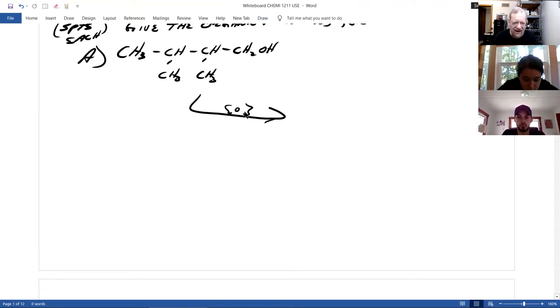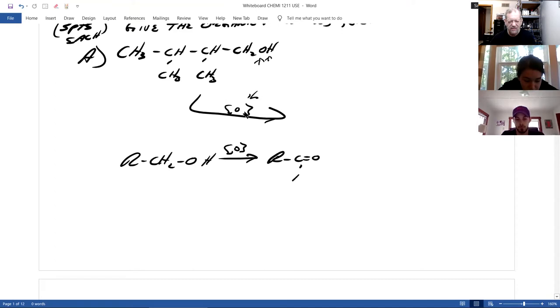When you look at an organic molecule, look for what's different. What's not a carbon-carbon single bond or carbon or hydrogen atom? Ooh, oxygen with a hydrogen, and we're oxidizing it. It's an alcohol, it's a primary alcohol. And you lose hydrogen here, form a carbon oxygen double bond.